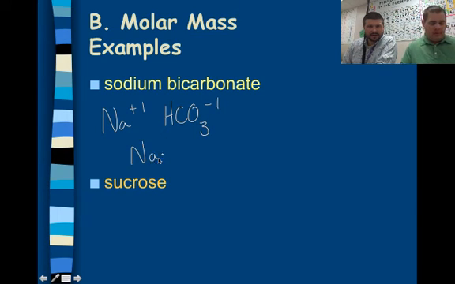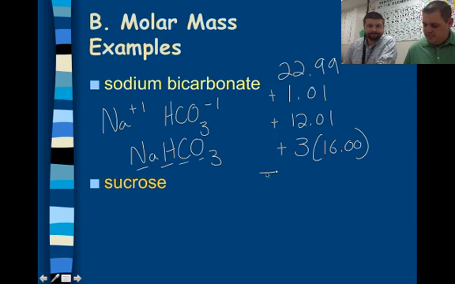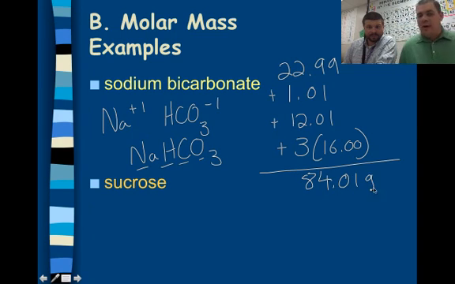So we get NaHCO3. Now notice here we got more than 2 elements. Now we got 4: 1, 2, 3, 4. So we got sodium, which is 22.99, plus hydrogen, 1.01, plus carbon, which is 12.01, plus 3 oxygens, and oxygen is 16, so 16 times 3 is 48. And if we add all those up, 84.01 grams per mole.